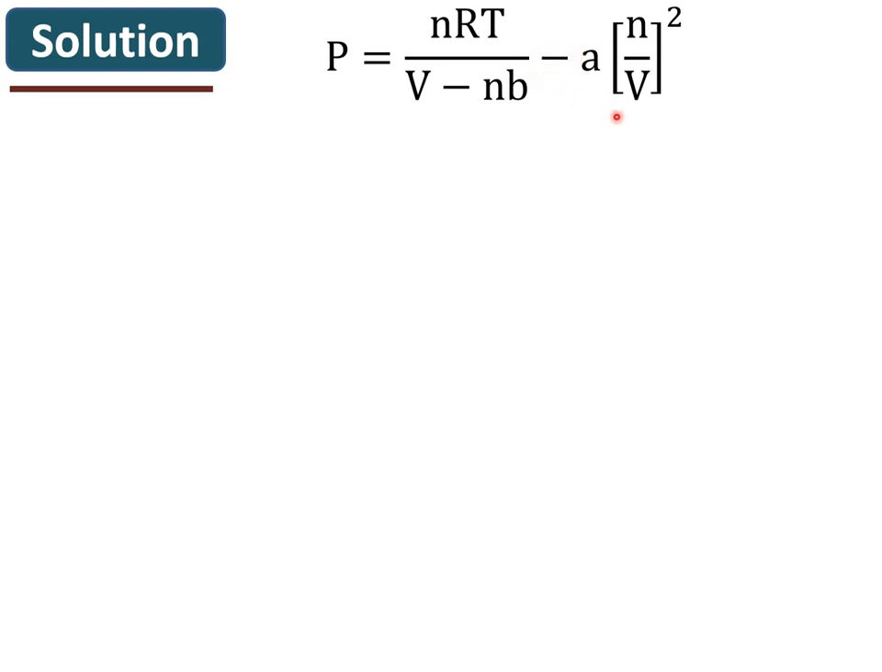Increase or decrease? Look at here. When the volume... No, I'm saying here, this is the attraction forces as a whole. A times N over V squared. This is the correction for the pressure as a whole. Does it increase P or decrease P? Increase or decrease? Do you see this minus sign?